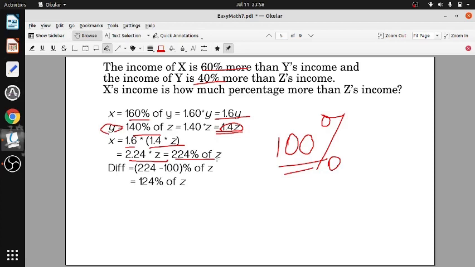But how much more? Whatever is in excess of 100% is the additional, how much more or extra. The extra, or what is the difference, would be how much it is in excess of 100%. So 224 minus 100, 124% more. So 124% is the answer. 124% more, that is X compared to Z.